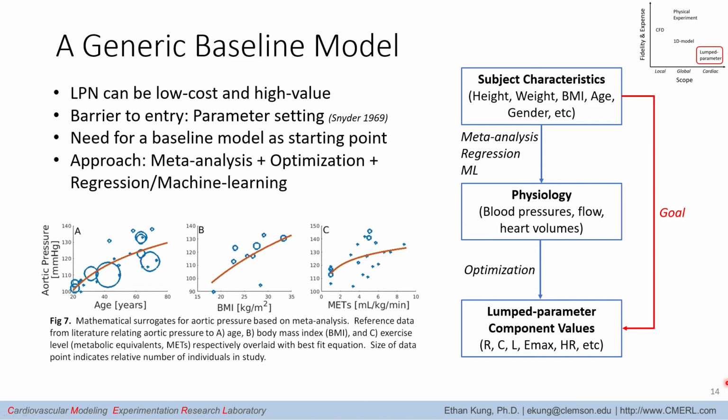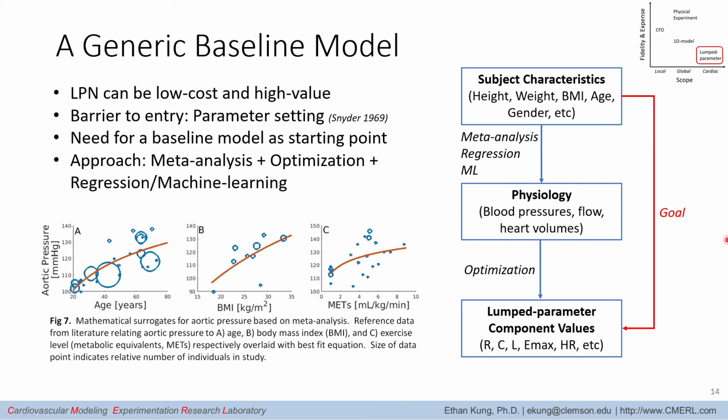Now, from talking with people from industry and some from academia, a lot of them express that the barrier for them to use the LPN is they don't know what parameters to set for the components in the LPN. And there are quite a few components in the LPN circuit. If you look into the literature, you'll find quite a few papers that use numbers directly from the classic Snyder and Rideout paper in 1969, which basically represents one single patient. So what we see as a need in the field is some kind of generic baseline model that people can use as a starting point. And that's what we're working on right now.